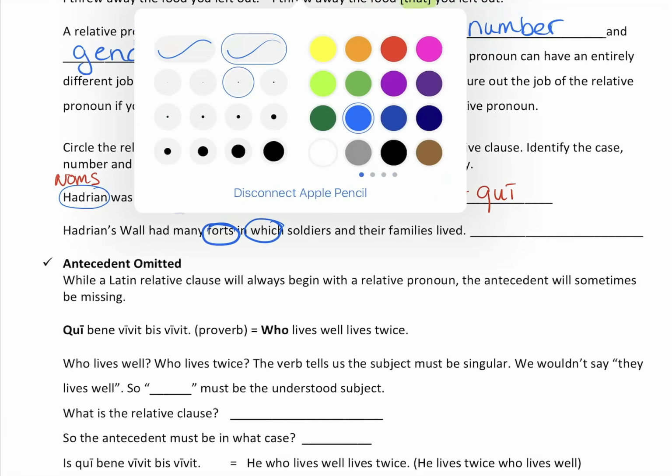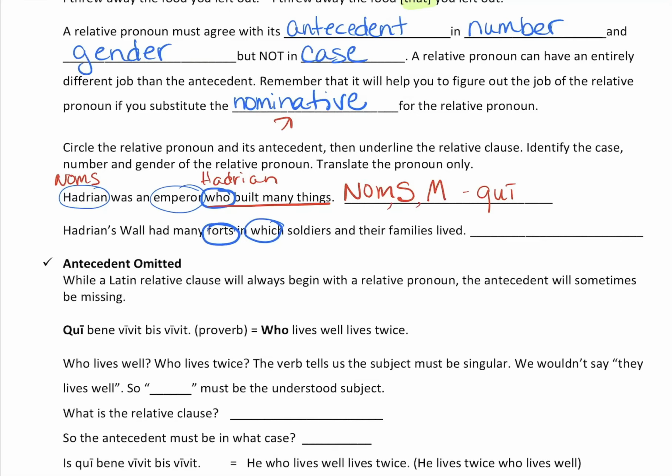Now, to underline the whole thing, you're going to need to include the in, because remember, you could stop the sentence, and you could take out the relative clause. You know the in belongs, because if you stopped it right here before the in, you would not make Hadrian's wall had many forts in. That does not make any sense. So you know that the relative clause has to include the word in it.